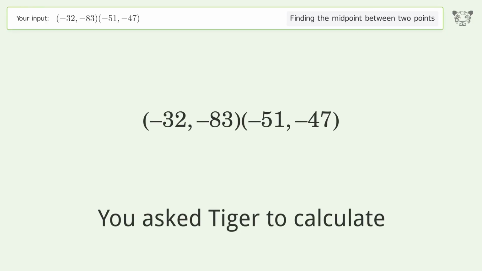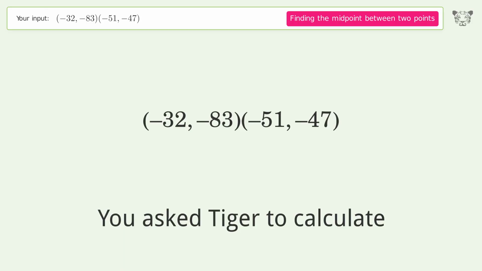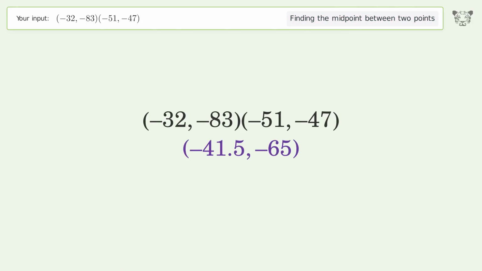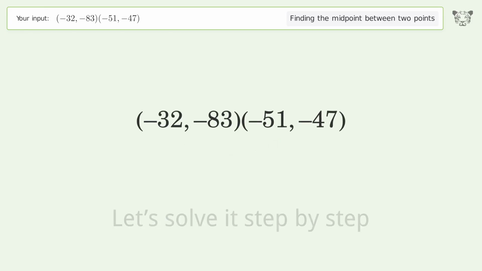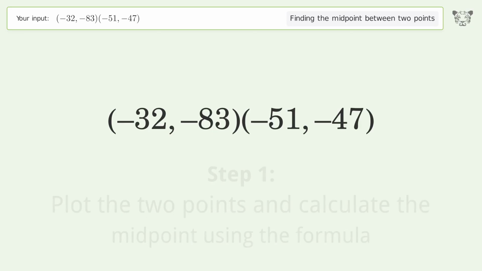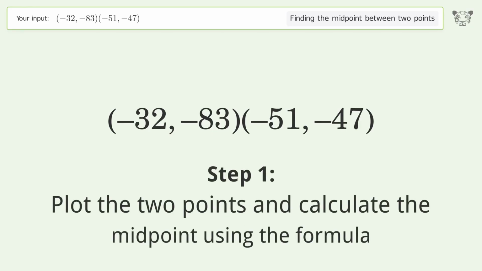You ask Tiger to calculate. This deals with finding the midpoint between 2 points. The midpoint between the 2 points is negative 41.5, negative 65. Let's solve it step by step. Plot the 2 points and calculate the midpoint using the formula.